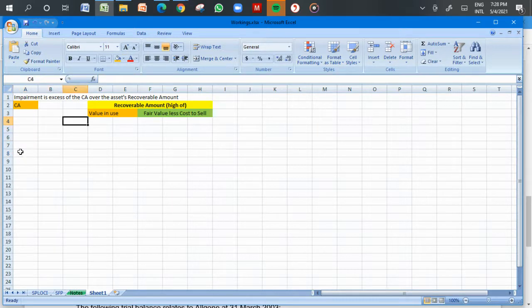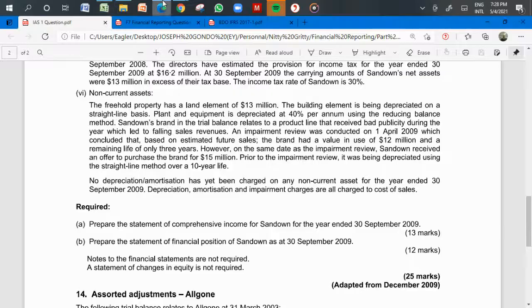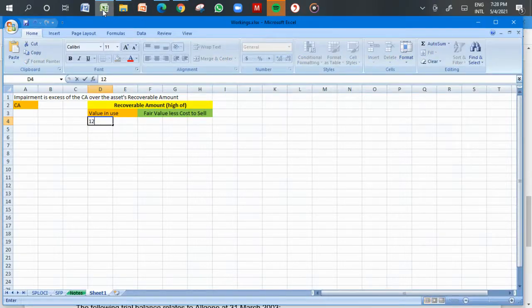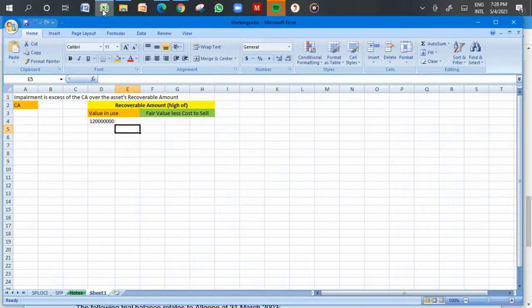Then our value in use, can we determine our value in use? We are told that the value in use is 12 million. So the value in use is actually there. That is our value in use.